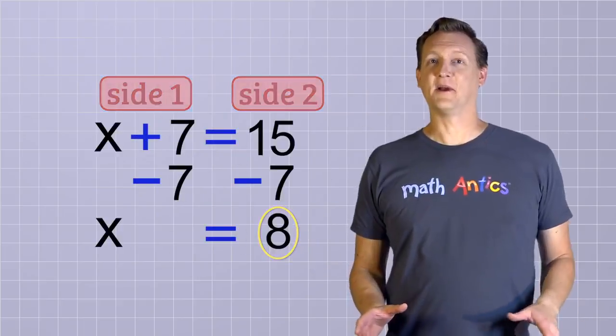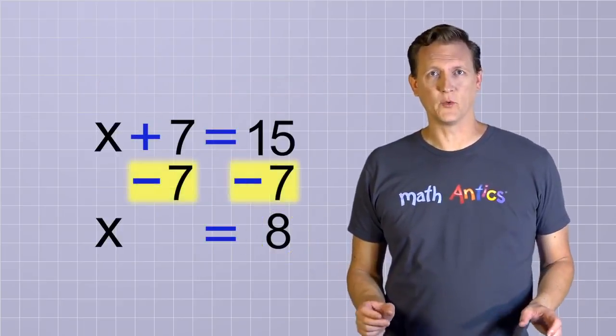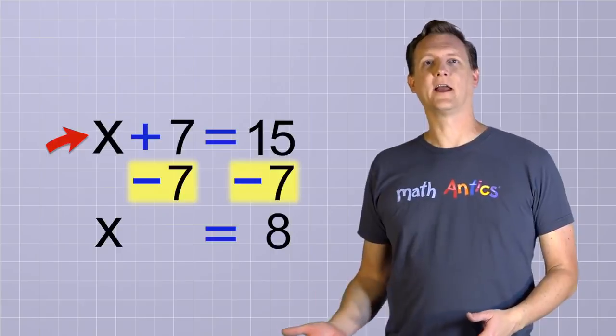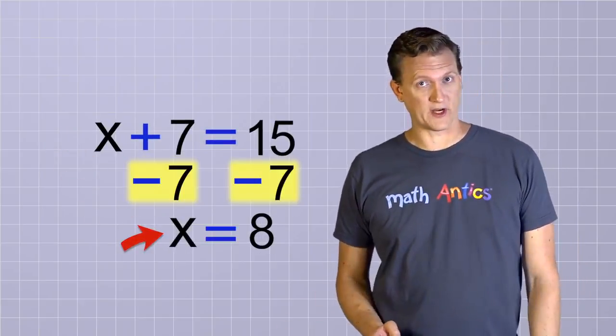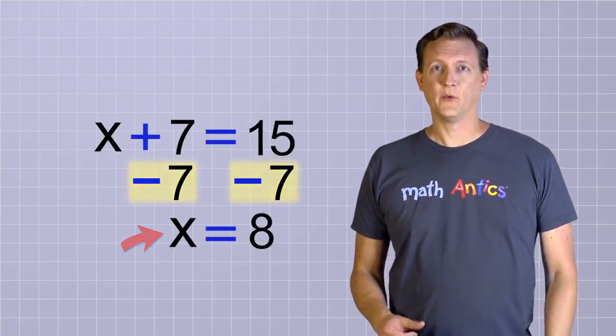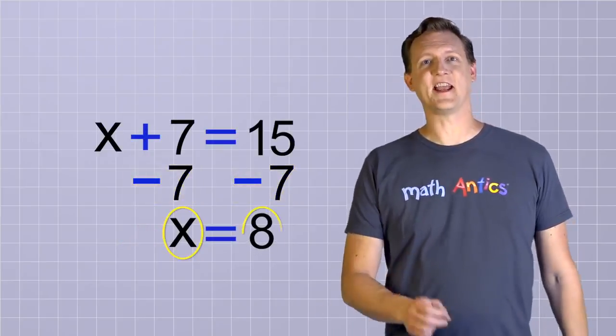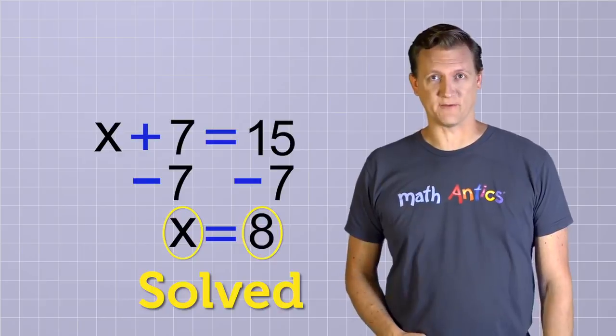There. By subtracting 7 from both sides, we've changed the original equation x plus 7 equals 15 into the new and much simpler equation, x equals 8, which tells us that the unknown number is 8, and we've solved the equation.